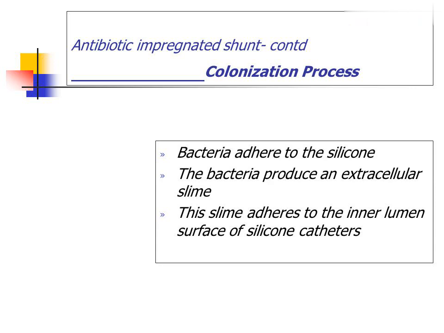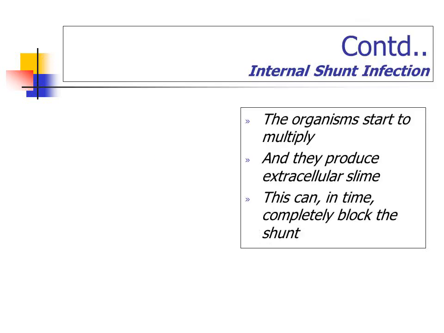Antibiotic impregnated shunt colonization process. Staph bacteria adhere to the silicone. The bacteria produce an extracellular slime. This slime adheres to the inner lumen surface of silicone catheters. Internal shunt infection: the organisms start to multiply, and they produce extracellular slime. This can, in time, completely block the shunt.